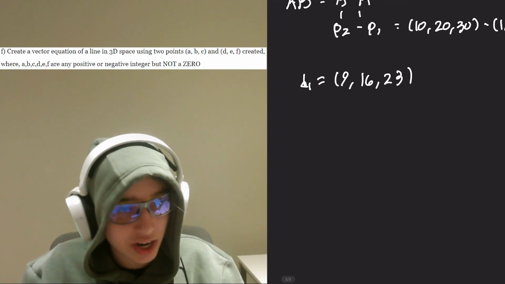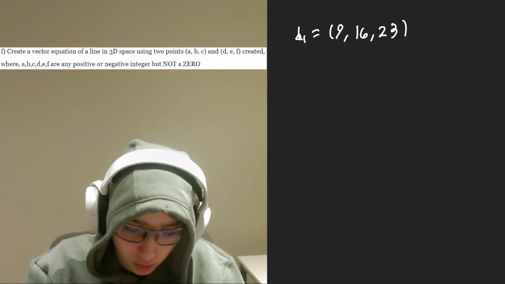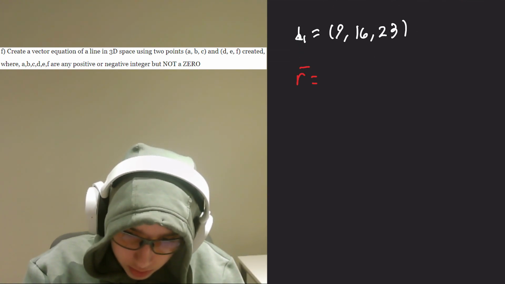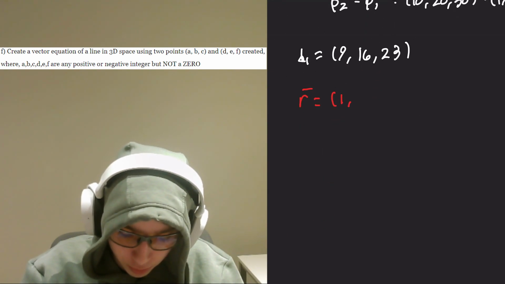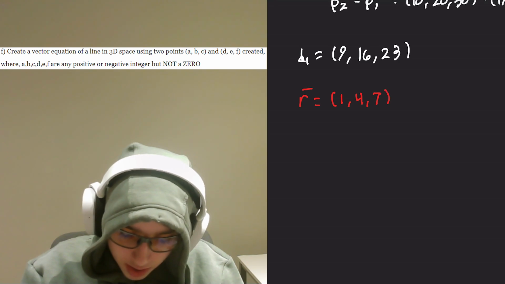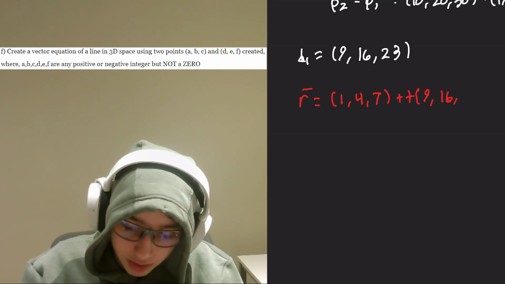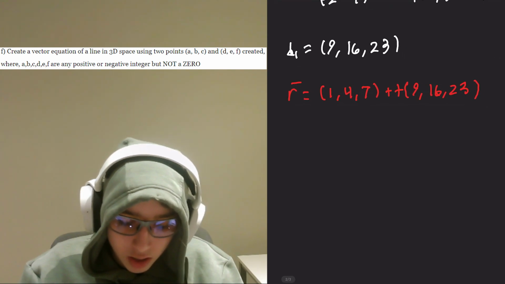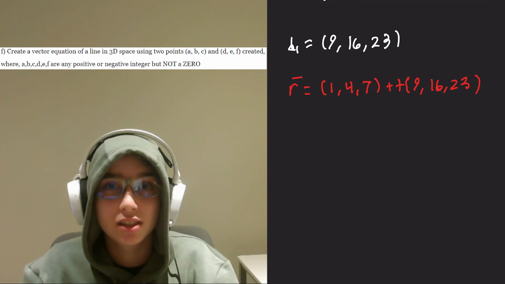Alright, so now we have our direction vector. All we have to do is rewrite our final answer in vector equation form. And let's go r is equal to, we can pick any of the 2 points, it doesn't matter at all. I'll just go with 1, 4, 7. Then plus t and our direction vector, which is 9, 16, and 23. Alright, this is our vector equation of a line for question F. Let's move on to the final question.